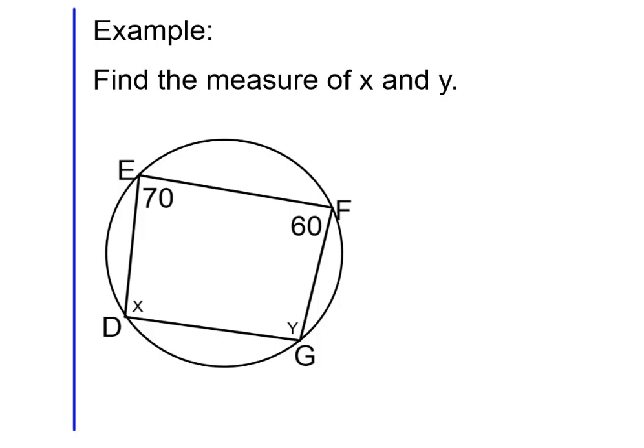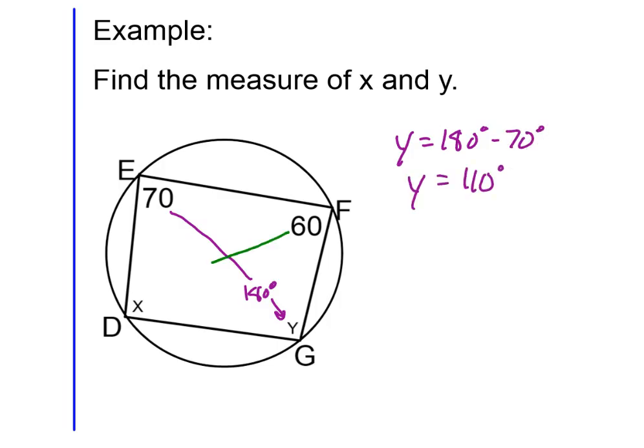We're going to find the measurement of X and Y angles. The 70 will make 180 degrees with the angle Y. So we can find this angle Y by taking 180 degrees and minusing 70 degrees, 110 degrees. 60 and angle X make 180 degrees. So I'm going to find angle X by subtracting 60 degrees from 180, 120 degrees.